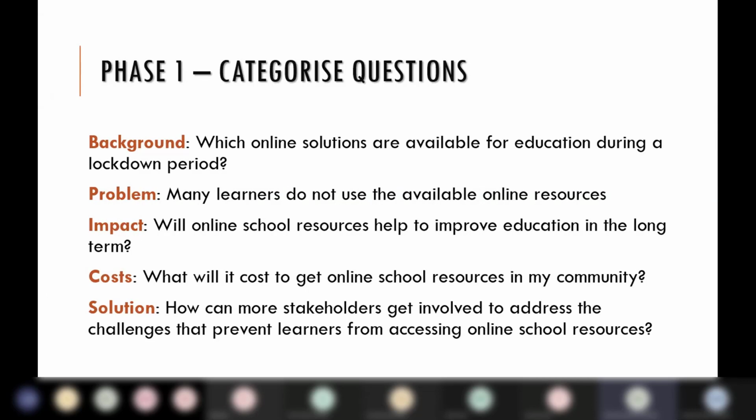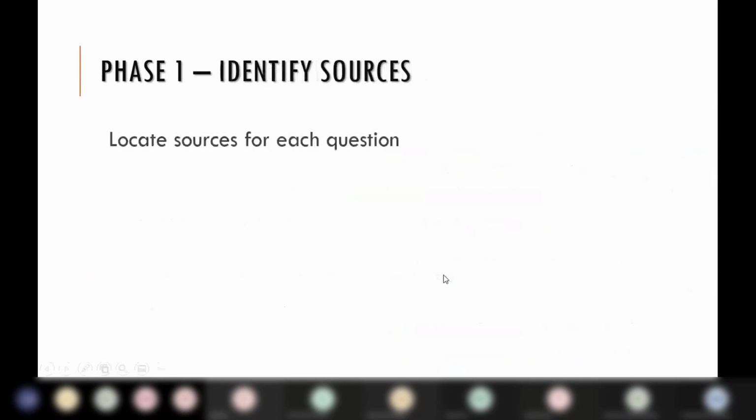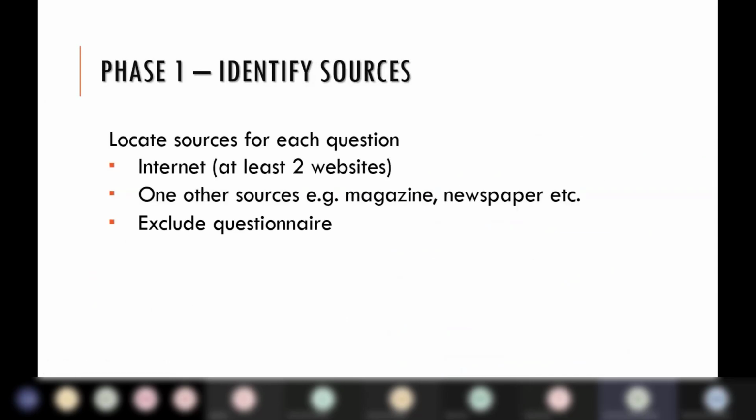How will these questions fit in? All right, and then they get these marks based on what we said. Okay. Now you identify 3 sources, 2 internet, 1 other. Now note, a website is an internet source.